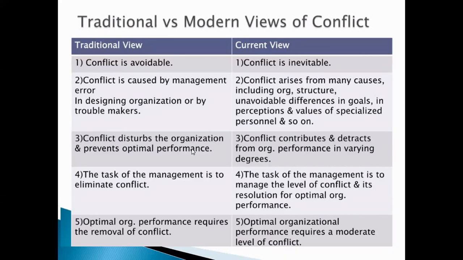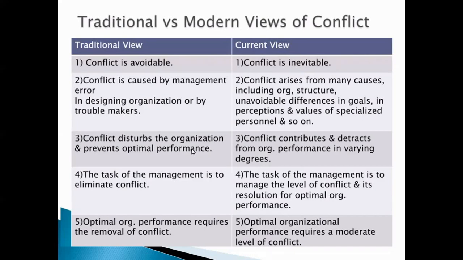And again, the next view is that the task of the management is to eliminate the conflict. Since the conflict has been viewed to be an avoidable thing, it should be avoided, so the management's task is to avoid the conflict altogether. The management needs to keep the organization without any conflict at all. So that is the traditional view of conflict. The current view says that the task of the management is to manage the level of conflict and resolution for optimal organizational performance. The management should not eliminate the conflict at all. It should not keep the organization without any conflict. What the management has to do is manage the conflict; the optimum level of conflict should be maintained. Then only the performance could be improved.